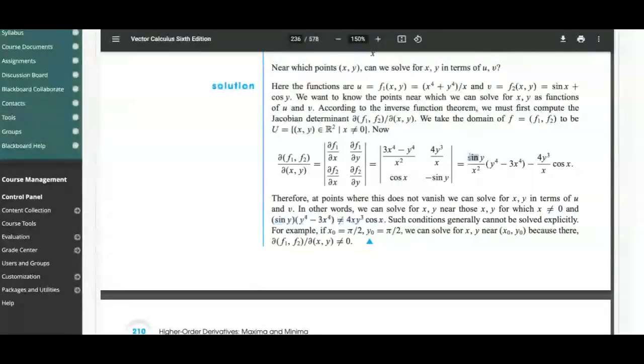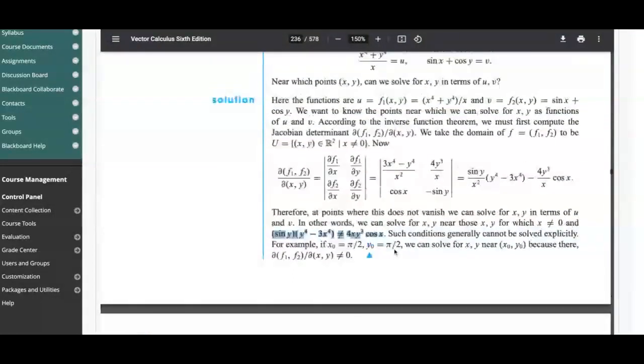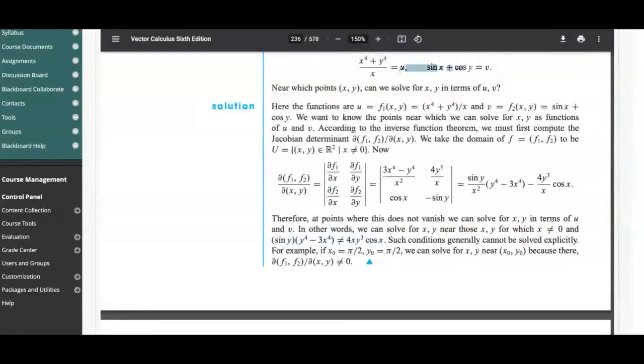When you solve this, basically you set this one to be 0. You're saying if x cannot be 0 and this one cannot be this one, then we can apply the implicit function theorem, so we can solve x and y in terms of u and v, because u and v are functions of x, y. And if we can solve x and y in terms of u and v, that means we can find the inverse of x, inverse of y in terms of u and v.